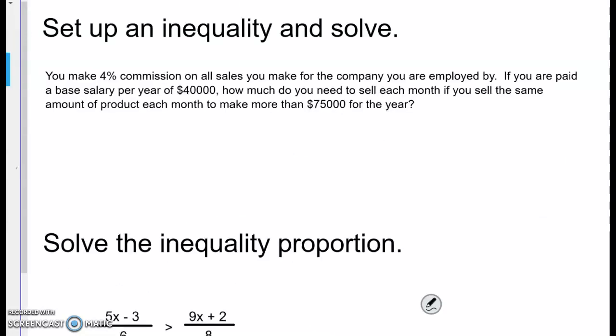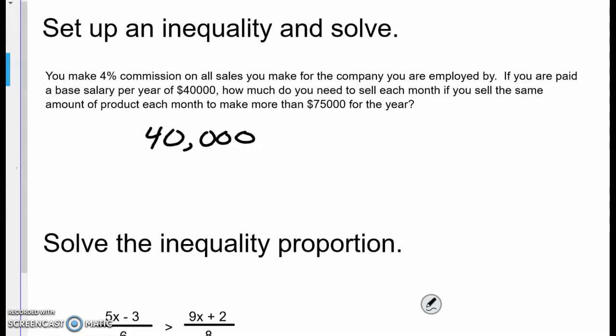All right, so now on to our word problem here. You make 4% commission on all sales you make for the company you're employed by. If you're paid a base salary of $40,000, don't get caught up with the dollar signs. You can do that later on. I'm making $40,000. How much do I need to sell each month if you sell the same amount of product each month to make more than $75,000 for the year?